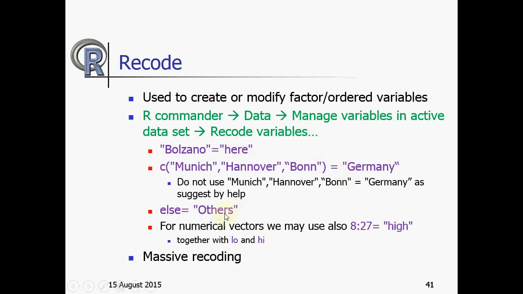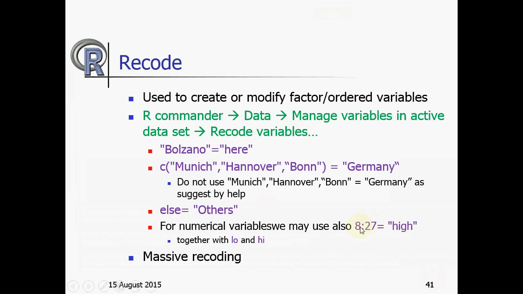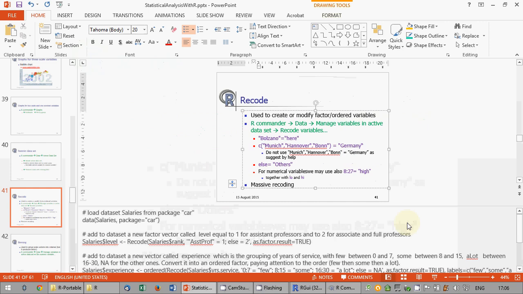Or you can do it for numerical variables, for scale variables. Grouping everything from 8 to 27 to high, everything from 0 to 7 to small, 28 and up to very high, and things like that. Okay, let's see some practical examples.